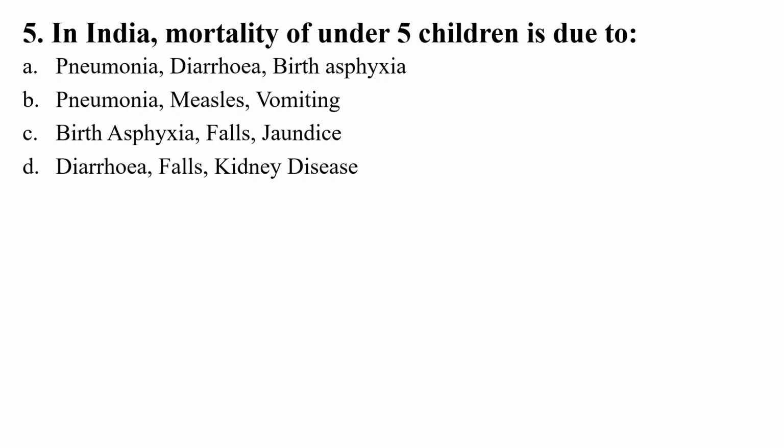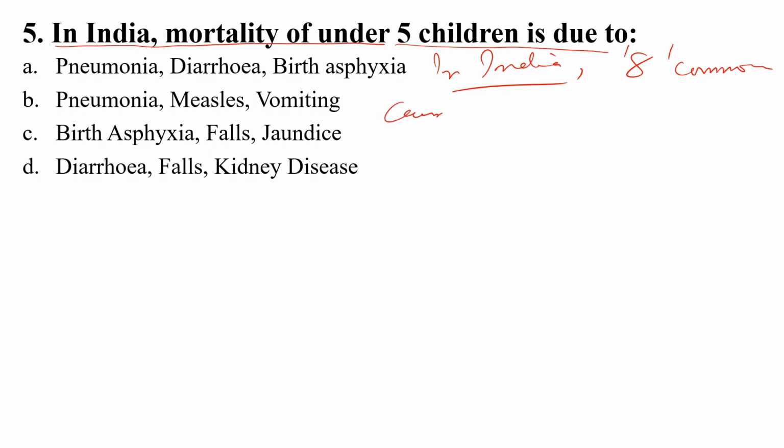Question number 5. In India, mortality of under 5 children is due to option A, pneumonia, diarrhea, birth asphyxia, option B, pneumonia, measles, vomiting, option C, birth asphyxia, false jaundice, option D, diarrhea, false kidney disease. In India, there are 8 common causes of mortality in under 5 years children.